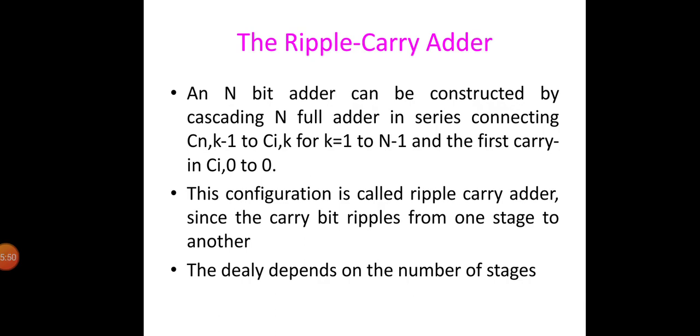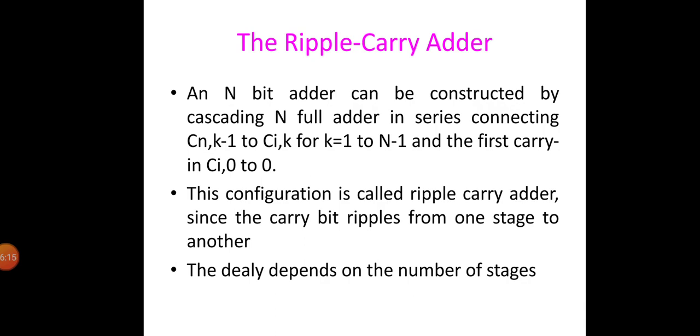So an n-bit carry adder can be constructed by cascading n full adders in series and by connecting Co,k-1 to Ci,k, where k is equal to 1 to n-1, and the first carry-in Ci,0 is set to 0. This configuration is called a ripple carry adder since the carry bit ripples from one stage to another.